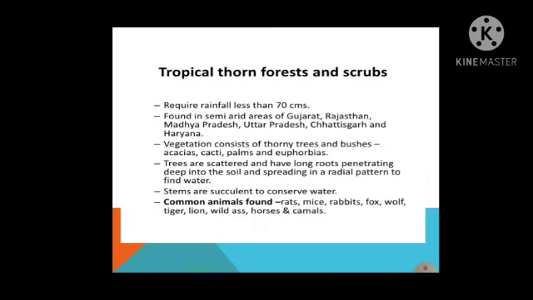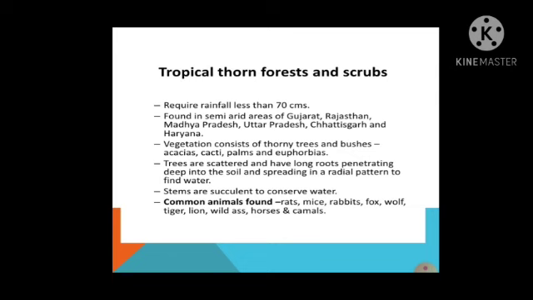Tropical thorn forest is the third type of forest, which requires rainfall of less than 70 centimeters. As the name suggests, thorny forests are mostly found in areas of less rainfall, the semi-arid areas of Gujarat, Rajasthan, Madhya Pradesh, Uttar Pradesh, Chhattisgarh and Haryana. Vegetation consists of thorny trees and bushes, acacia, cacti, palms and euphorbias.